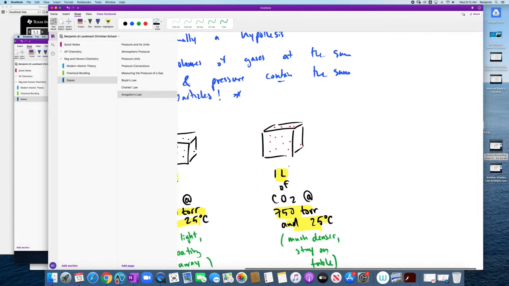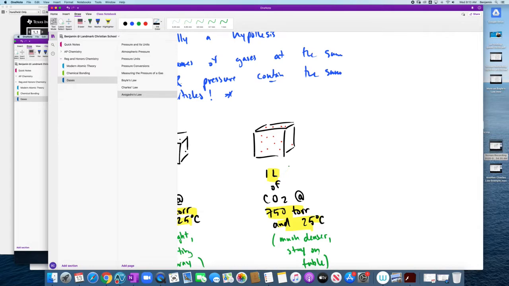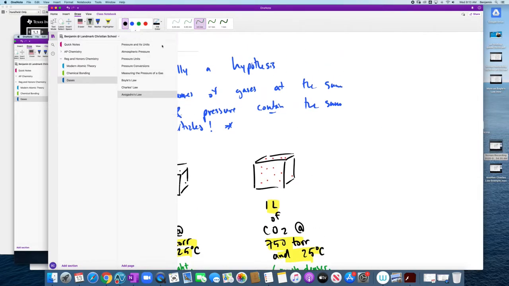So why is this important? Because it shows that there's a directly proportional relationship between the moles of a gas, the number of particles, and the volume. So moles and volume are directly proportional, provided you keep the same temperature and pressure. So at a constant temperature and pressure, Avogadro's law is going to apply.